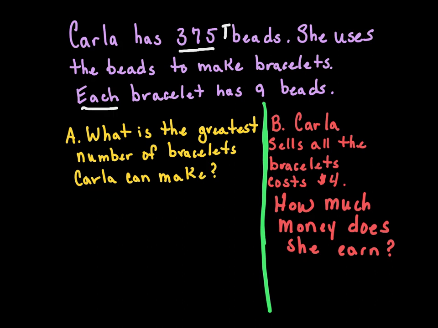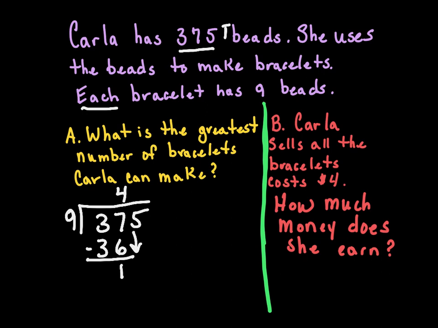So we have 9. We have 9 goes into 375. So 9 times what gives you close to 37? Well, that would be a 4. 4 times 9 is 36. We subtract, we get 1. Bring down your 5. Now we have 15. 9 times what gives us close to 15? Well, I guess that just would be 1. 1 times 9 is 9. And we have a remainder of 4.